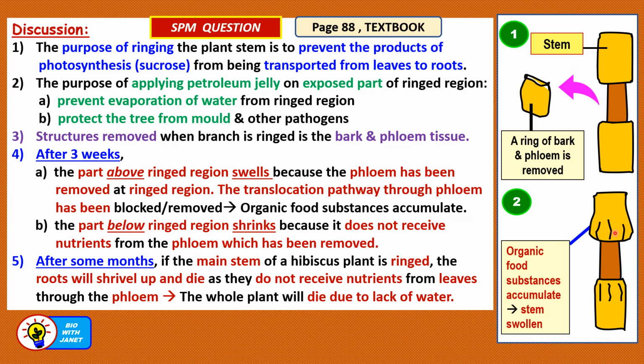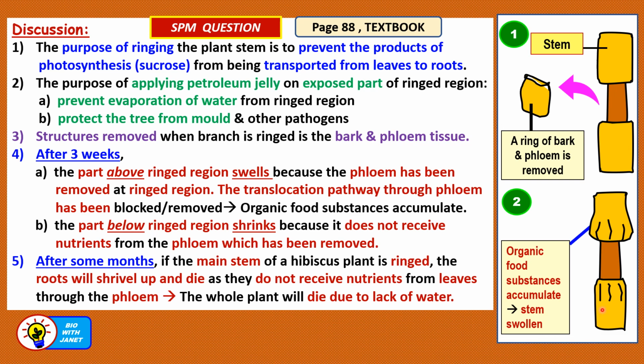The leaves can first of all get water. But when the roots die below, then the leaves also will not be able to receive water because there are no roots to absorb the water. Then after that, the whole plant will die due to lack of water. So at first, the roots will shrivel up and die as they do not receive nutrients from the leaves because the phloem has been removed. And then the leaves will die next because they do not receive water as the roots have died. Then the whole plant will die due to lack of water.